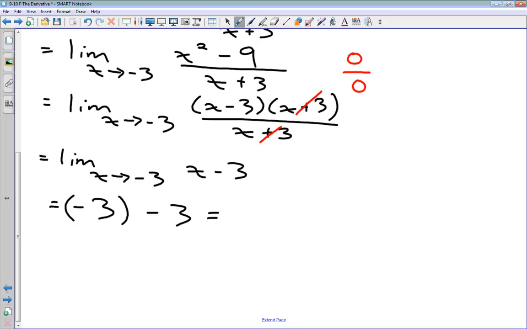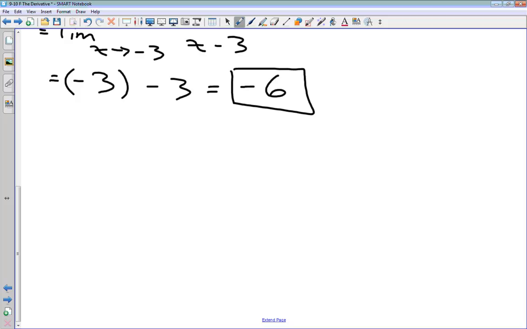-3 minus 3 is -6. So there we are. This is the value of the derivative for our function x squared plus 2 at the point x equals -3.